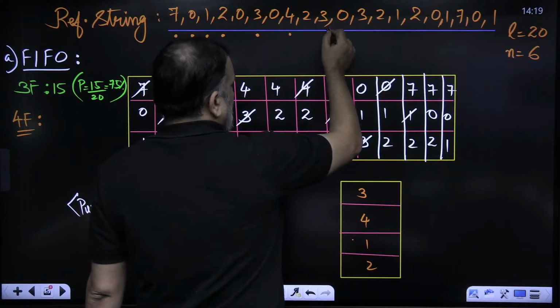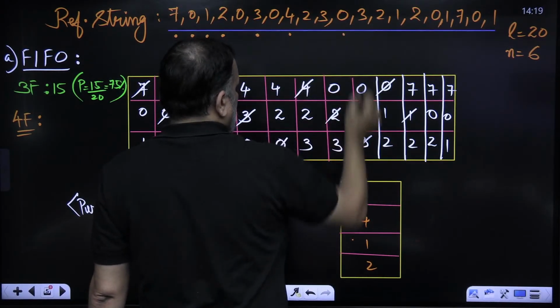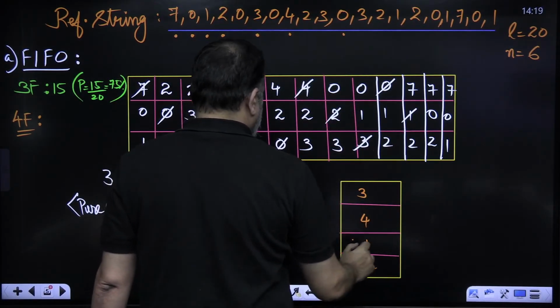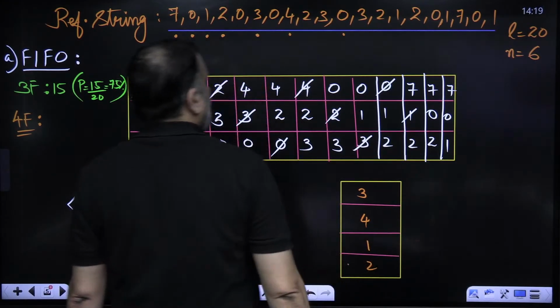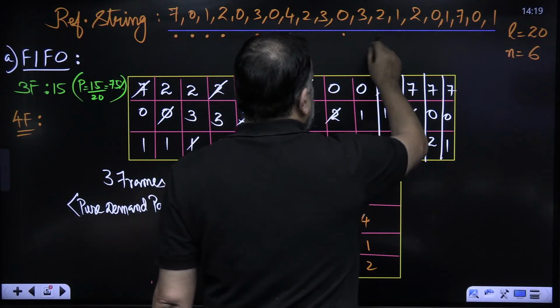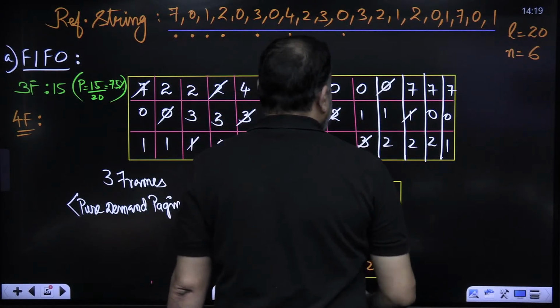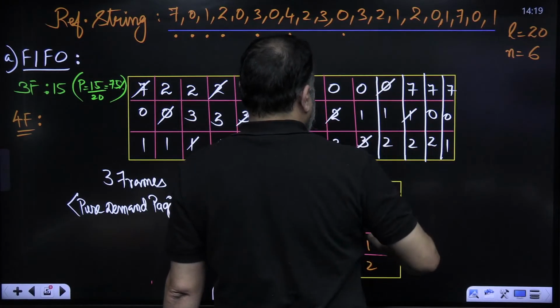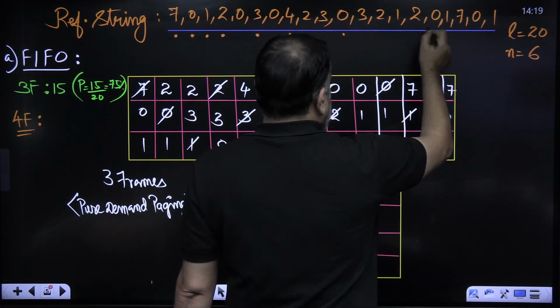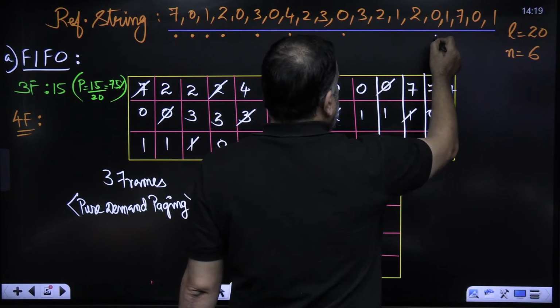2 and 3 both are present in memory, no page fault. 0 will cause a fault. So therefore we are going to bring 0 in place of 1. Now remember 2 is the victim. Then thereafter 3 and 2 both are present in memory, so no page faults, right? After that 1, 3, 2, 1 all are available. Then after that 2 again will not cause a fault, 0 will cause a fault.